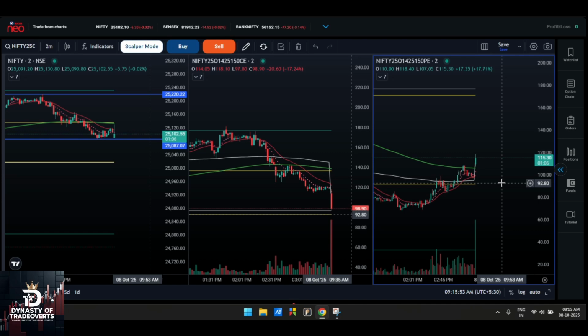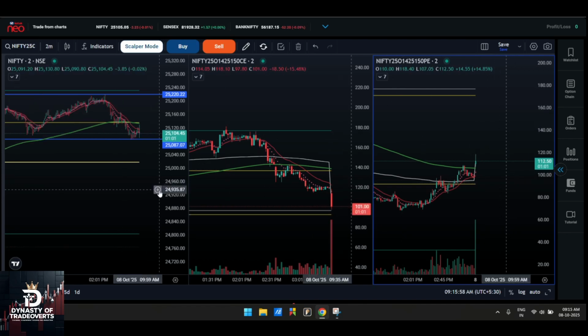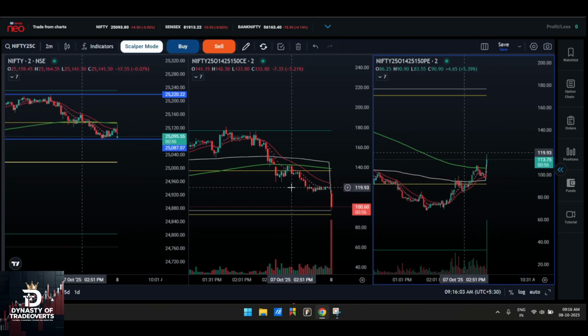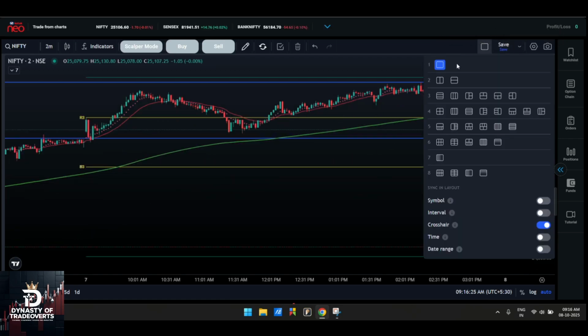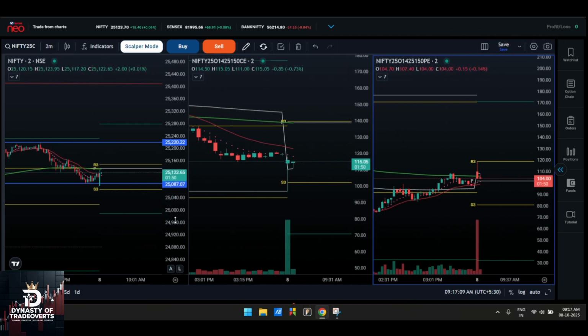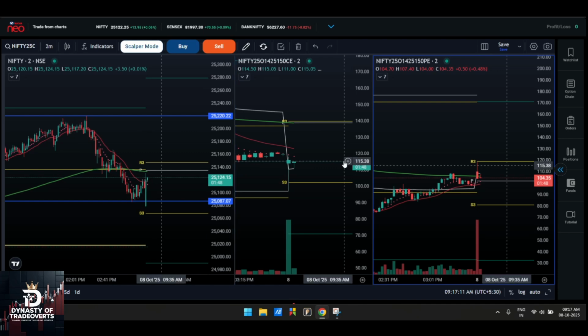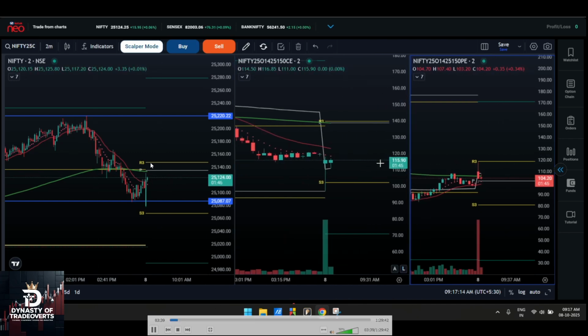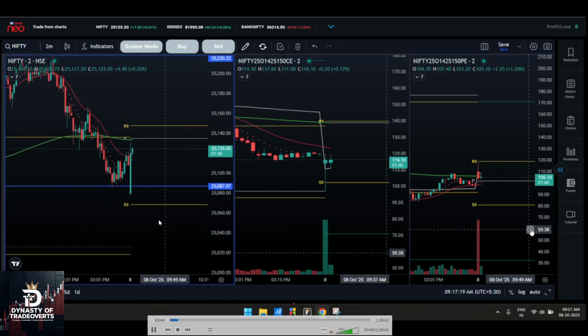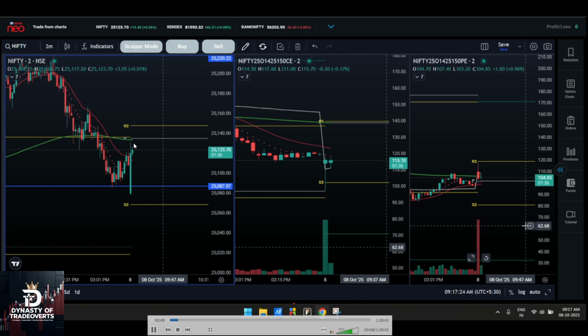I'm waiting for the Camarilla pivots to appear. It will take a minute or two to appear immediately after the open. So I'm just waiting for that. So here the pivots are now. You can see here is the R3 and here is the S3. Okay, so now I see the Nifty is trying to move towards its 200 EMA and R3.